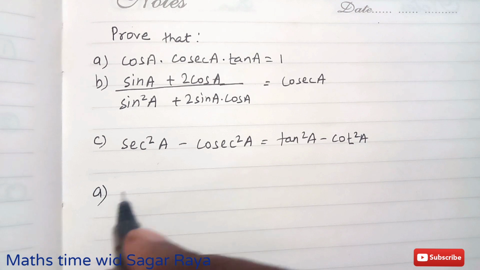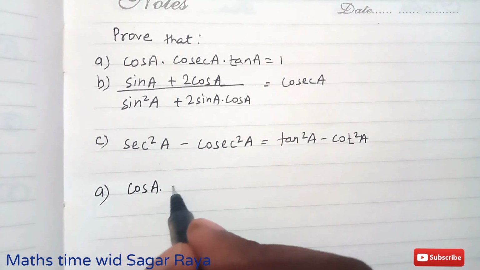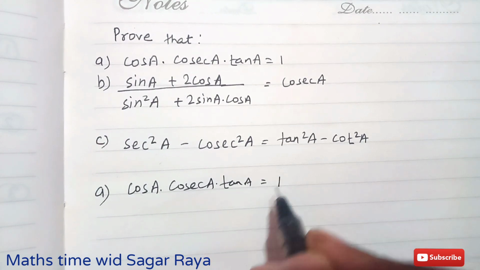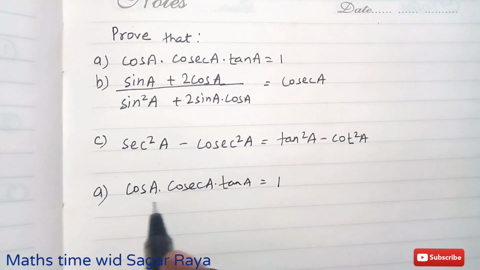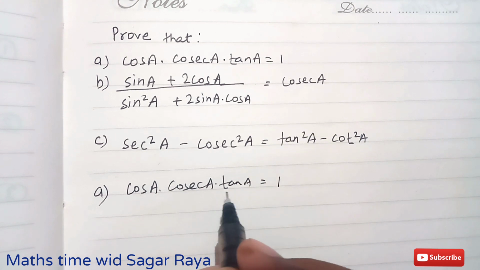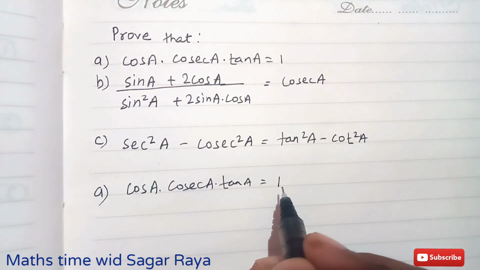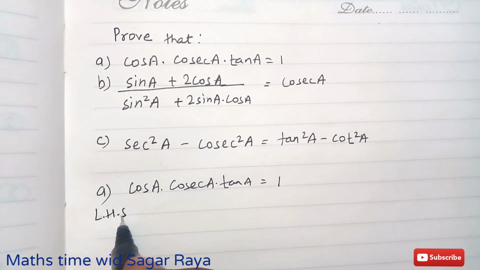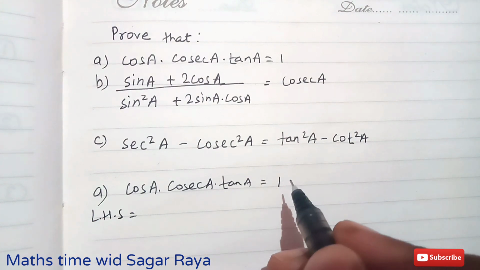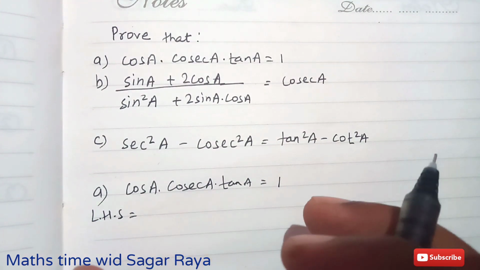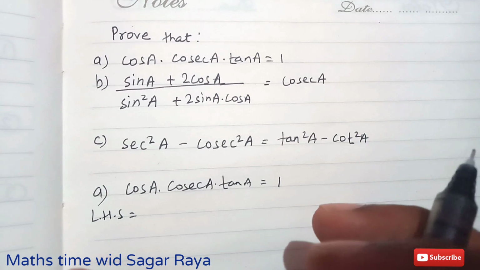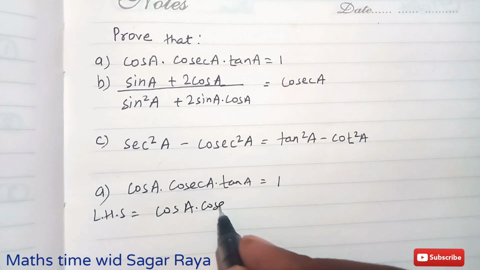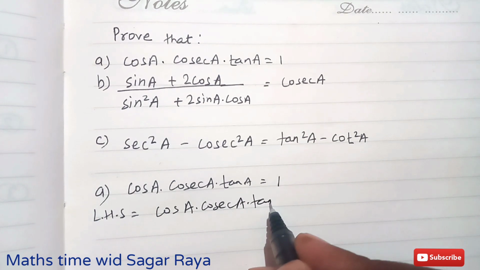In question number A, cos A dot cosec A dot tan A equals 1. So LHS is cos A dot cosec A dot tan A and RHS is 1. We take the LHS because we cannot take 1; we have to take the side which is bigger. So LHS is cos A dot cosec A dot tan A.